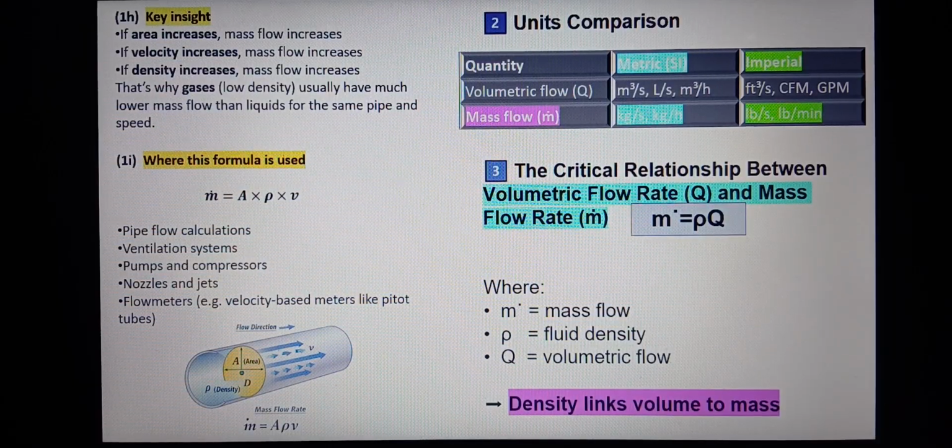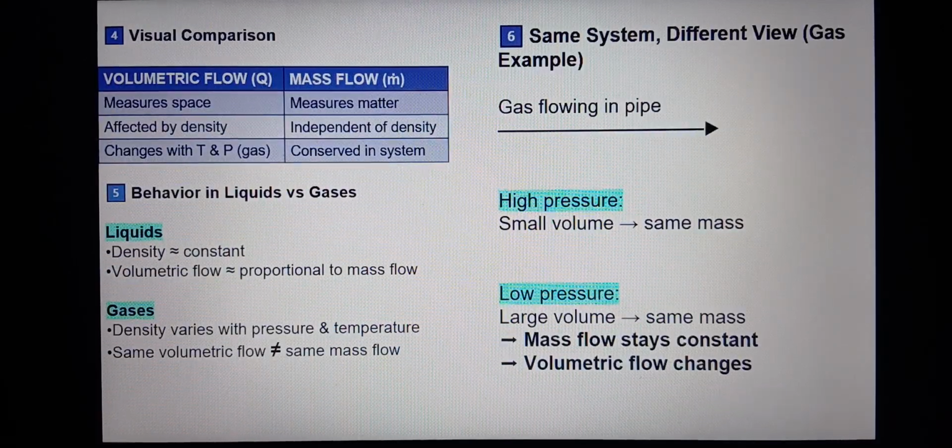The crucial relationship between volumetric flow rate Q and mass flow rate m dot. m dot is equal to rho times Q, where m dot is the mass flow, rho is the fluid density, and Q is the volumetric flow. Density links volume to mass.